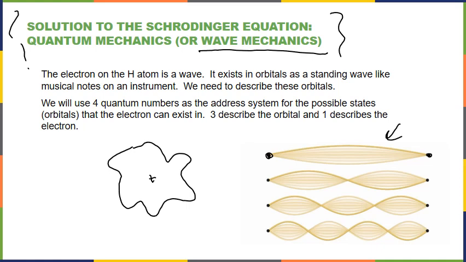We could look at this as a mathematical equation, but we're not. We're going to do a simple address system. And this address system is going to use 4 quantum numbers. And in some ways, it's like a street number followed by a street name, followed by a city, followed by a country. It's just kind of a big picture going down to the details on where we can find this electron.